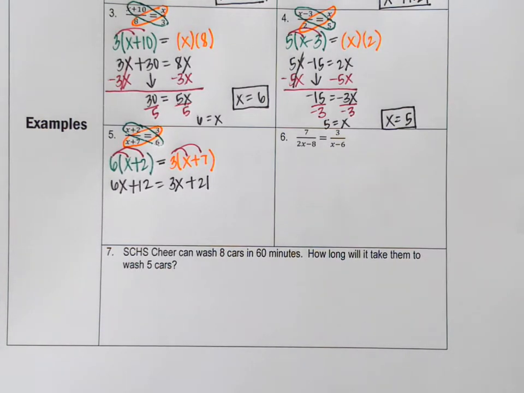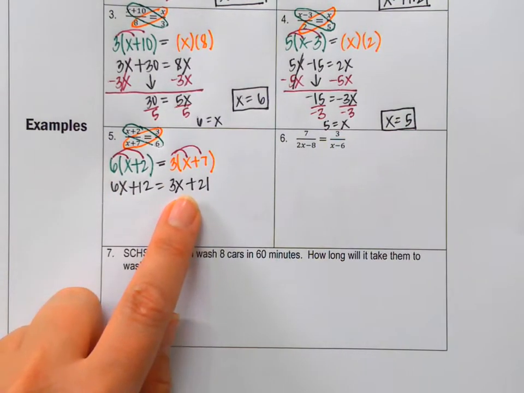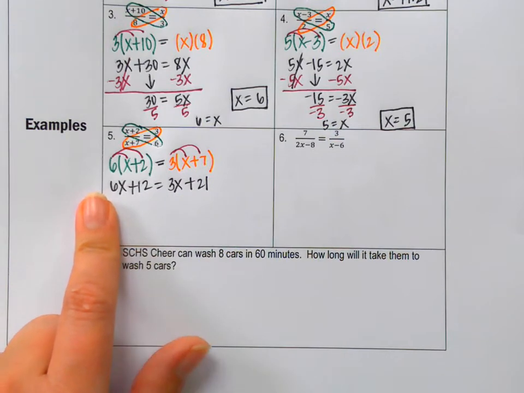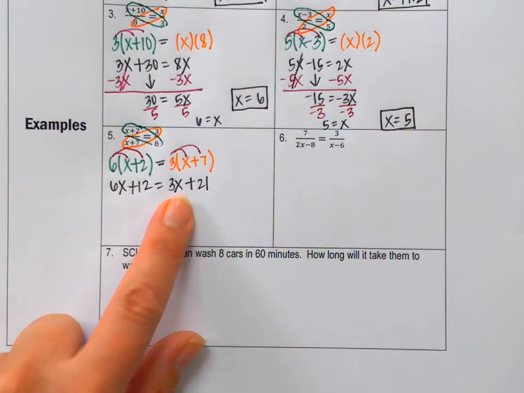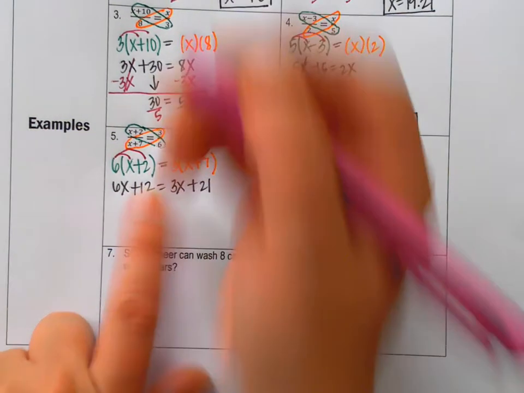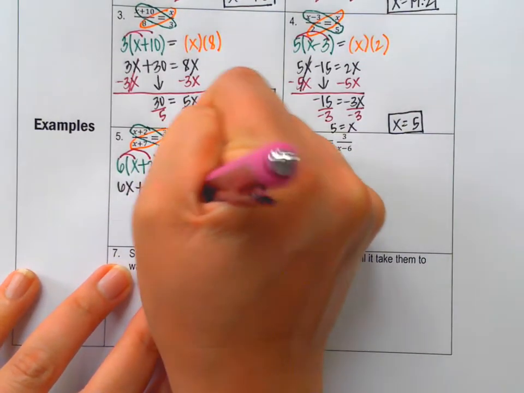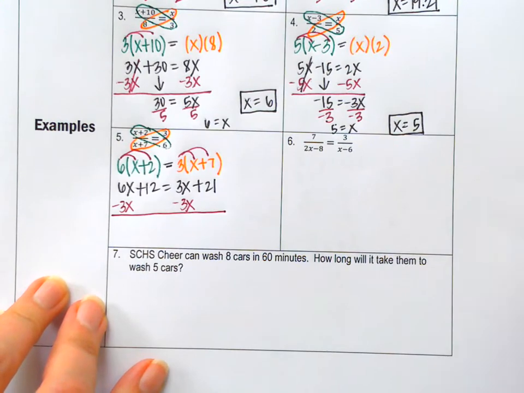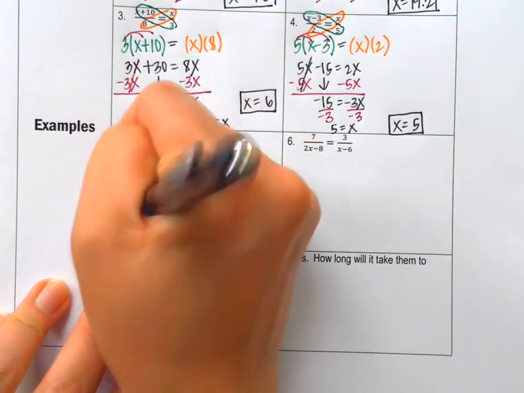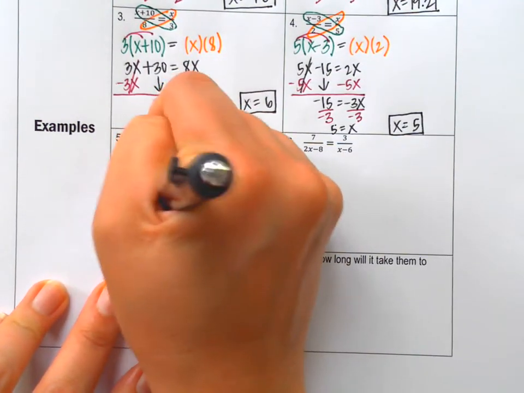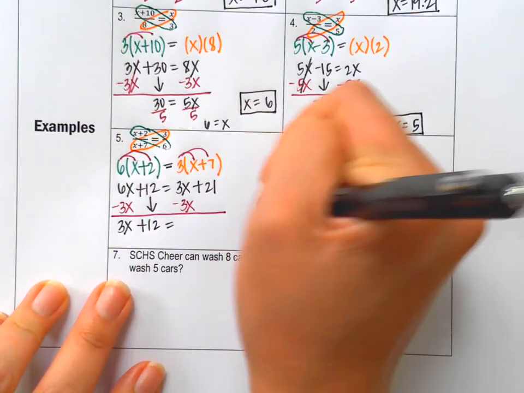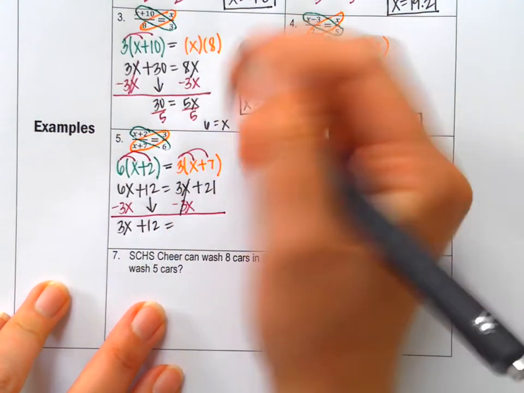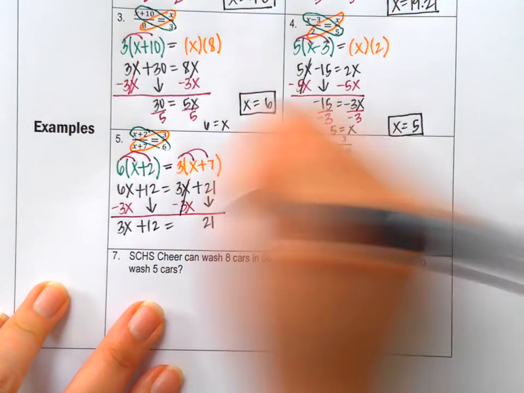So we want to move the variables to one side of the equation. It doesn't matter. You can move the 6x over here. You can move the 3x over here. I usually like to see which one's smaller and move that one. So the 3x is smaller, so I'm going to move that one. So subtract 3x. 6x minus 3x is 3x. Bring down my 12 equals 3x minus 3x is 0. And bring down 21.